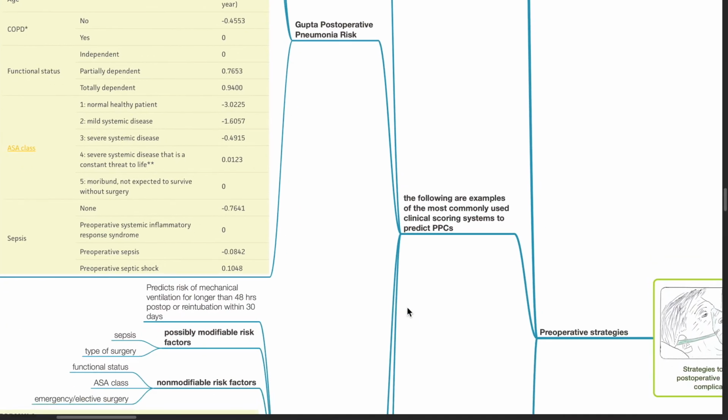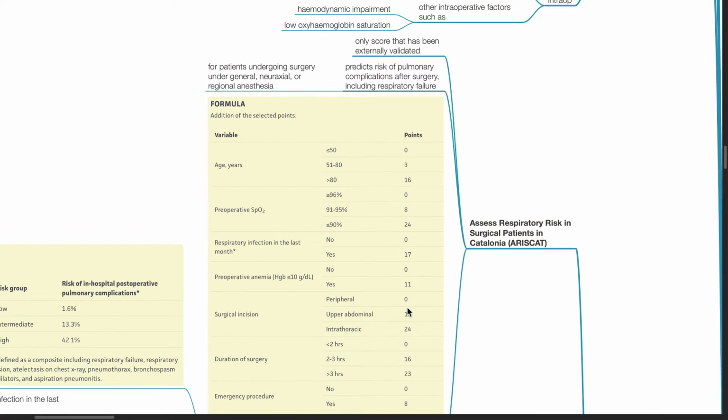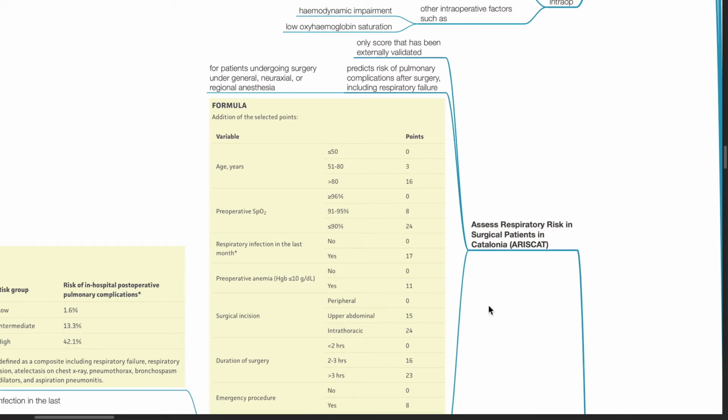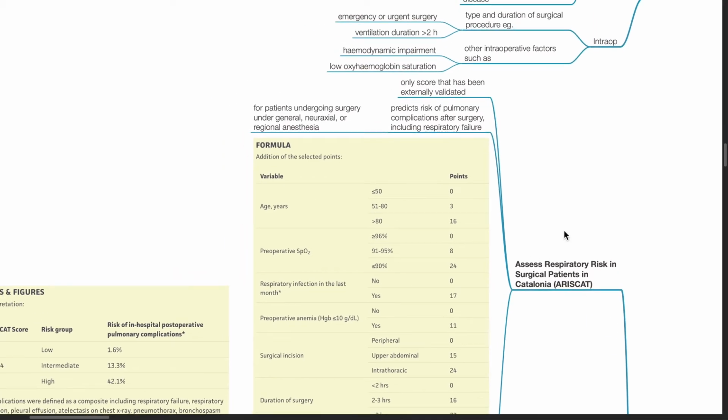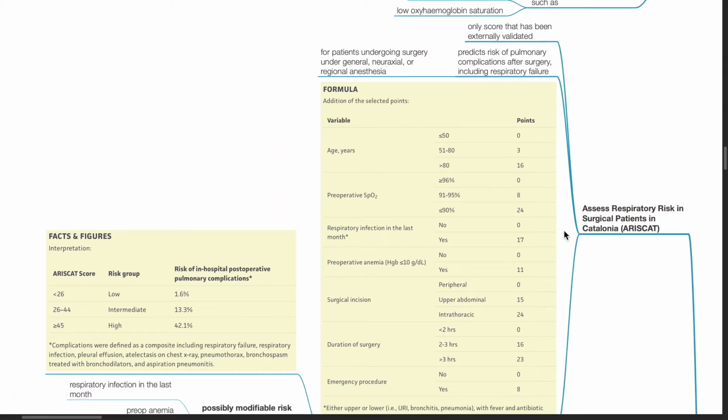The following are examples of the most commonly used clinical scoring systems to predict PPCs. The ARISCAT, Assess Respiratory Risk in Surgical Patients in Catalonia, is the only score that has been externally validated. It predicts risk of pulmonary complications after surgery, including respiratory failure, for patients undergoing surgery under general, neuraxial, or regional anesthesia.